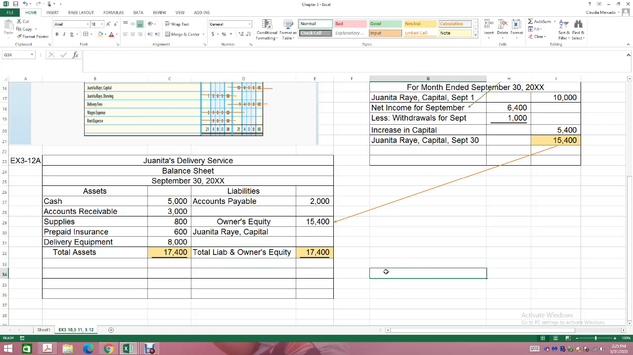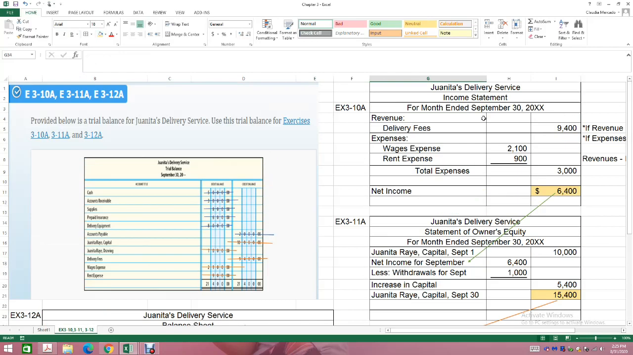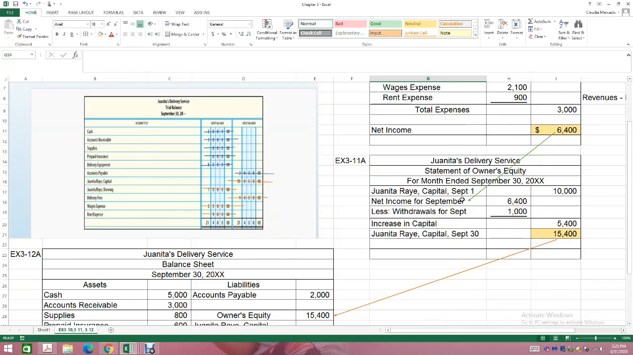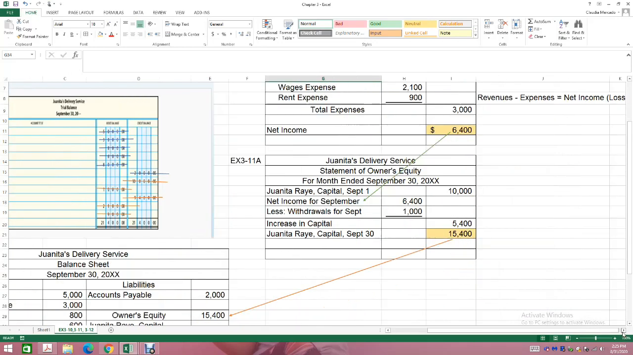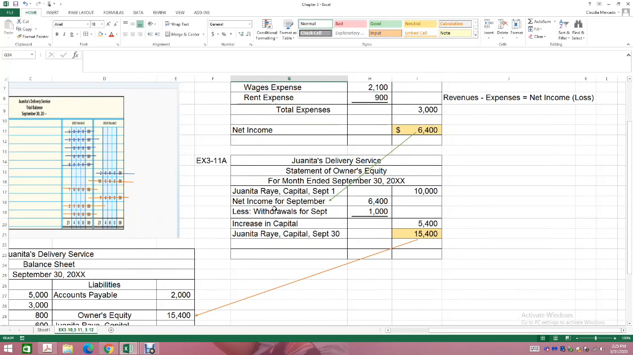Okay. So these are the three financial statements. On the income statement, you calculate your net income or your net loss. On your statement of owner's equity, you figure out if your capital increased or decreased. Okay. So if you have net income, you're going to get your net income less your withdrawals. If that number is greater than zero, you're going to have an increase in capital. If you were to have a loss, it's going to be your loss plus your withdrawals, and that's going to be your decrease in capital.